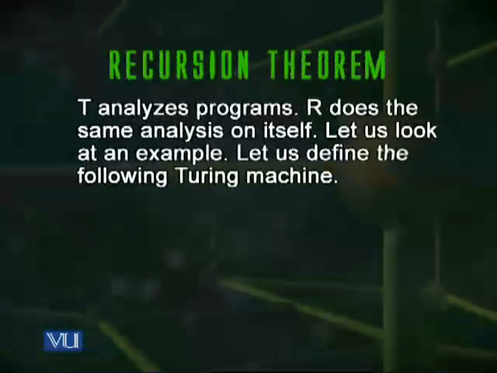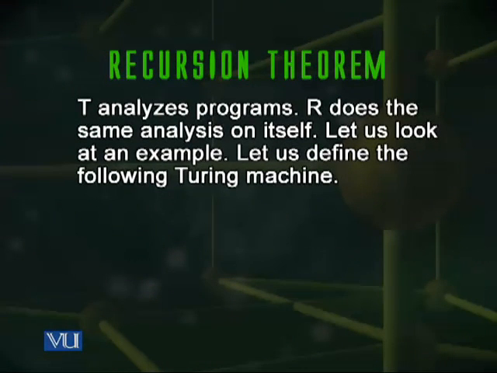Roughly, the recursion theorem is saying every program is allowed to get a copy of itself, or in other words, intuitively, we can add the following statement to our programming jargon: get a copy of itself, get your own description. Let's look at what the recursion theorem is saying intuitively. T analyzes a program. R does the same analysis on itself. Let's look at an example.